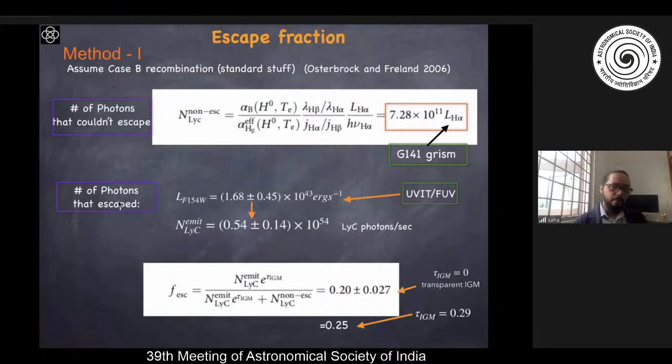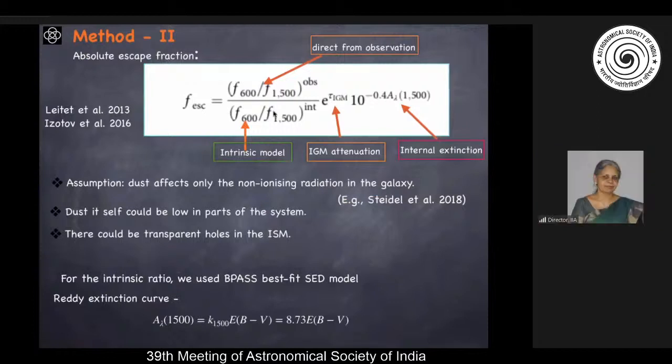And then for the number of photons that escape the galaxy, we actually use the far ultraviolet flux, in FUV, and we also calculate the total number of photons. Then we use the IGM opacity, and we estimate the escape fraction very neatly, which is around 0.2. If you consider the median value of the IGM opacity, then it's like 0.25.